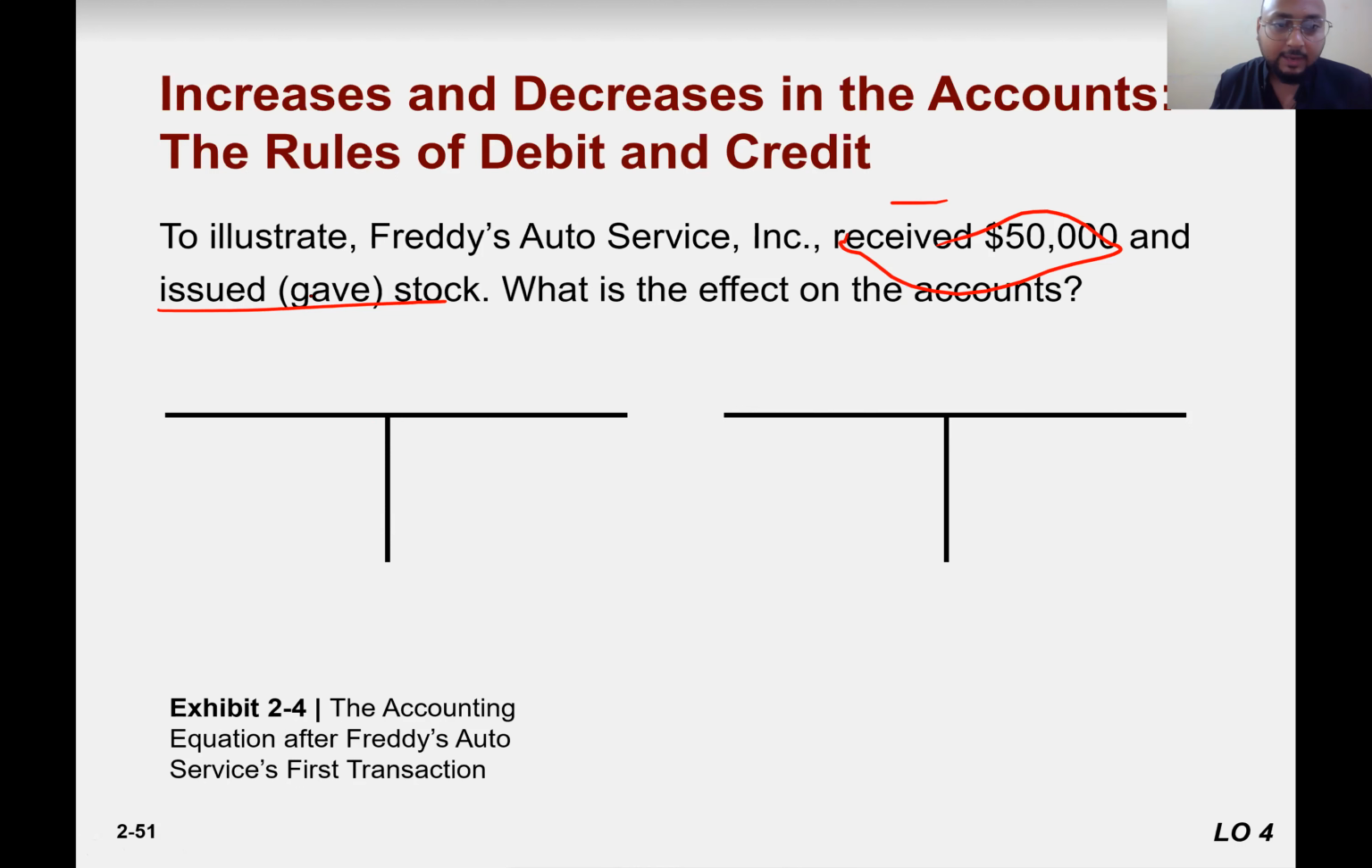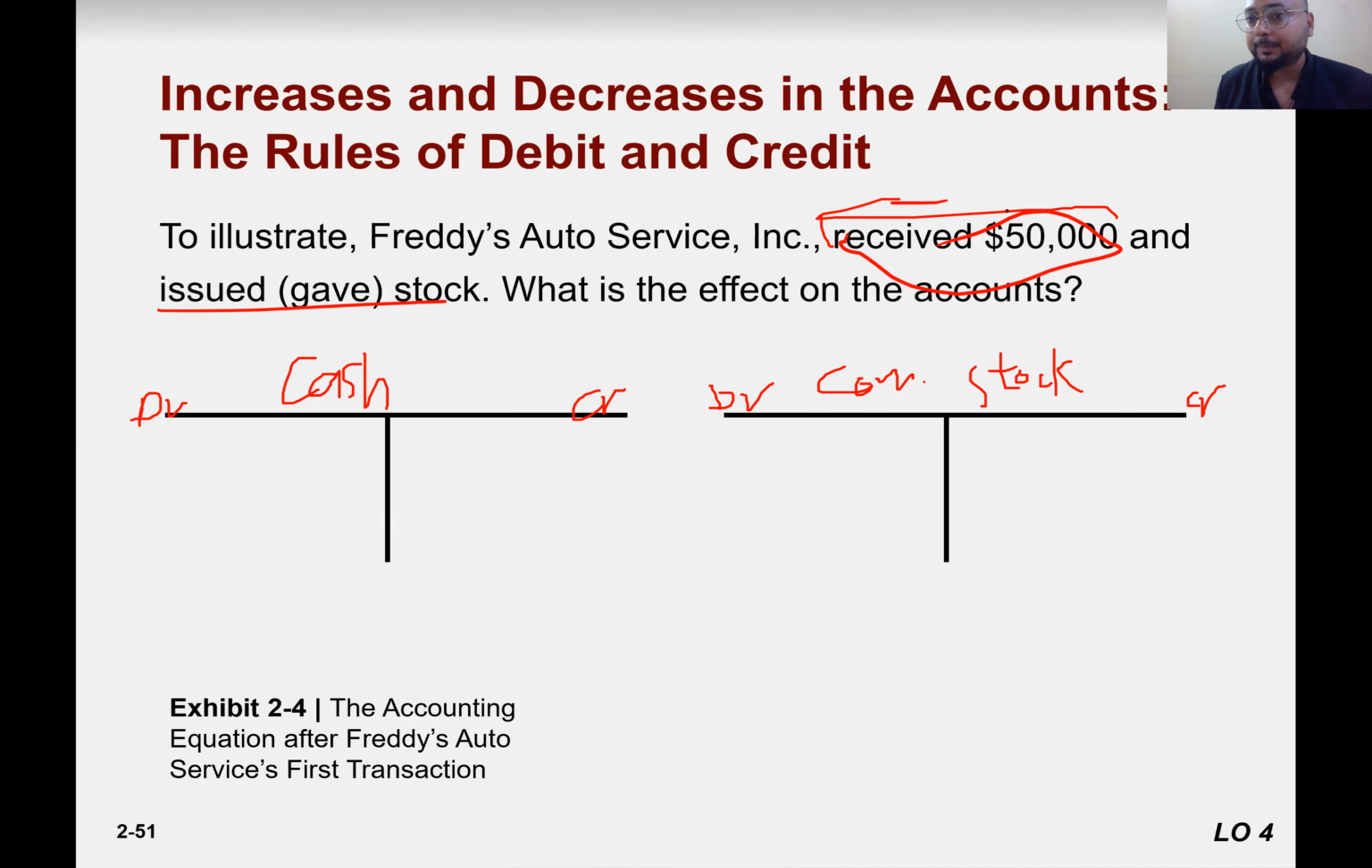So we make a cash account. The right hand side is called credit, the left hand side is called debit. The other account is issued stock, which is common stock. Right hand side is called credit, left hand side is called debit. So here, is cash increasing or decreasing to the business?